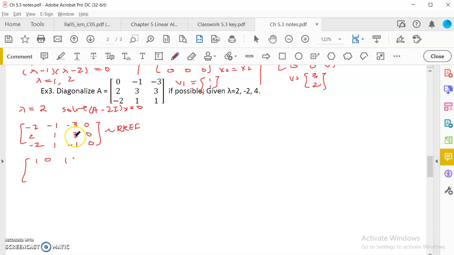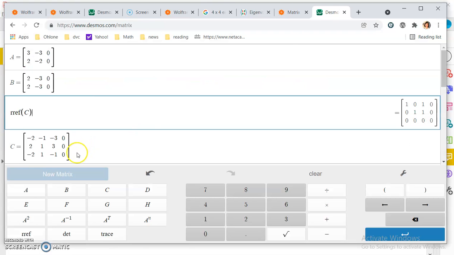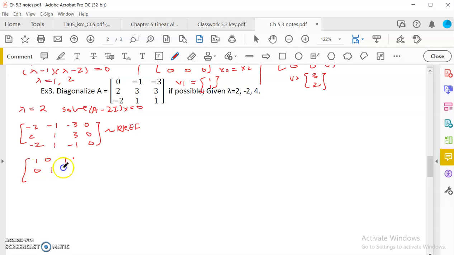You can see that these two are actually the same thing, so you can write this out. The only one that's left over is 0, 1, 1, 0, and then 0, 0, 0, 0. So that means x1 is equal to negative x3, x2 is also equal to negative x3, x3 is equal to x3. So v1 would equal negative 1, negative 1, 1.